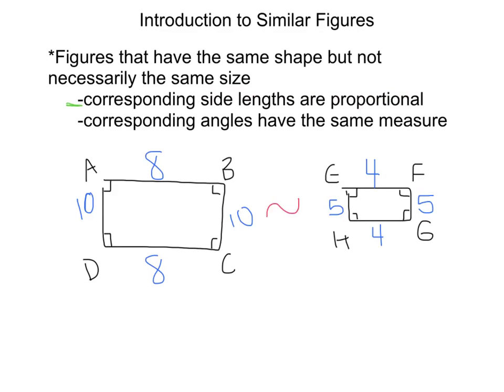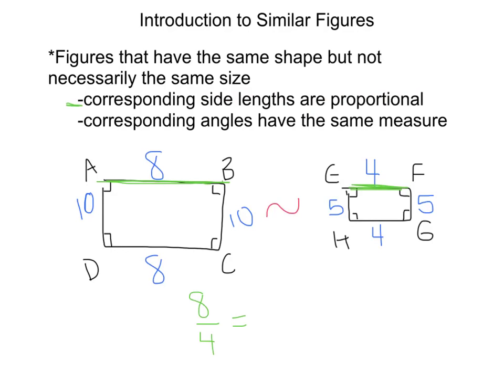If you look at rectangle ABCD, you'll see that side AB is 8. And if you look at the corresponding or the matching side on rectangle EFGH, you'll see that it's 4. So I'm going to write the ratio of corresponding sides as 8 over 4. I'm going to do the big one over the little one for this example.